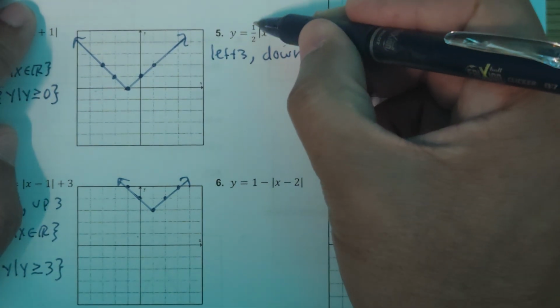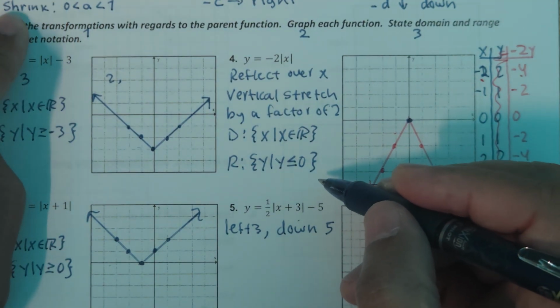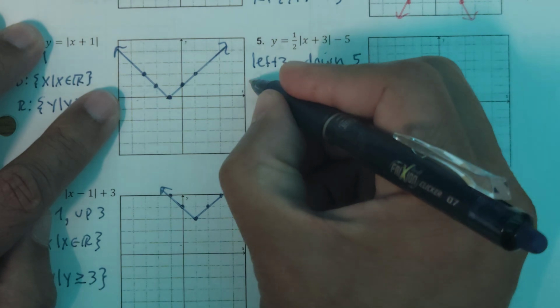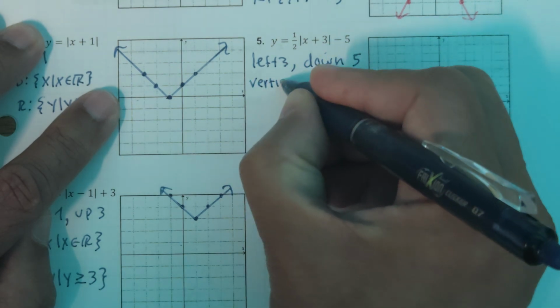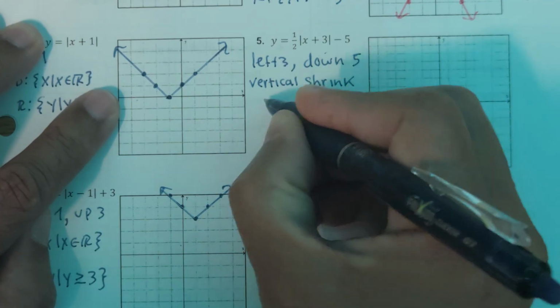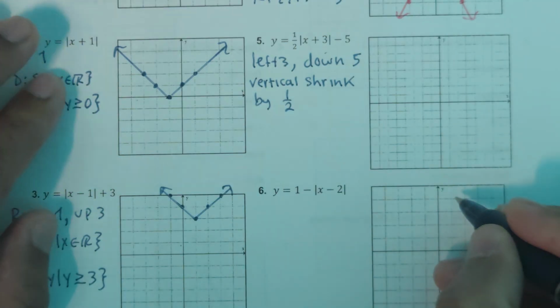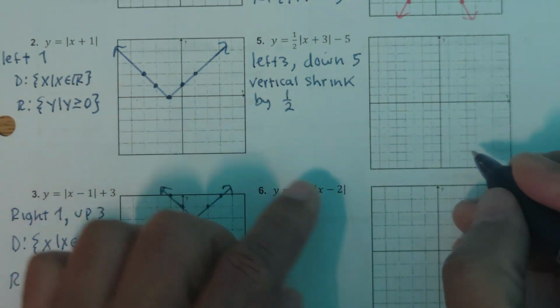And also notice we have the value of A is a fraction, so it's in between 0 and 1, which means this is a vertical shrink, okay? So then the last transformation that I'm going to list is vertical shrink by 1/2. Okay, so this is part 1. Part 2, let's graph it.